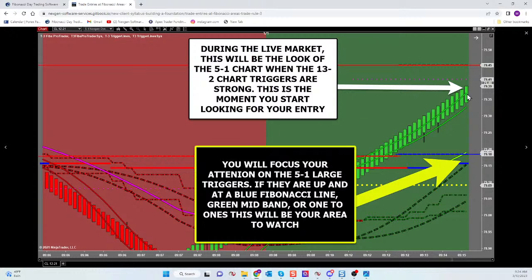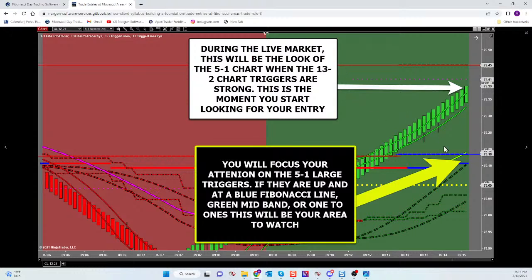When the rules are met on the 13.2, everything says up. There's nothing in the way. This is when we make the decision. All right, it's time to look for a trade. Let's get to my 5.1 chart. Let's find that area where the market is likely to continue.